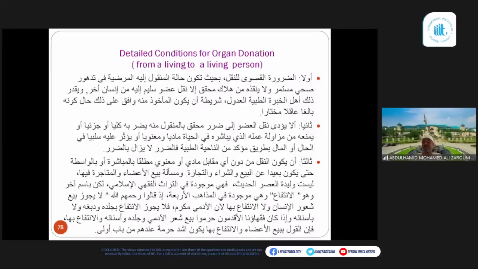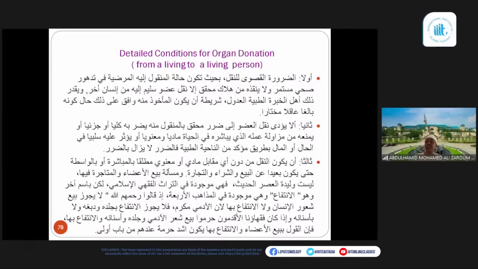Okay. So it is not harming you when you donate your organ to someone else. And you can normally practice your daily routines. Your life goes on as usual. Medically, you are not harmed. Nothing negative happens to you. If this condition is done, then we see the other conditions. What are they?